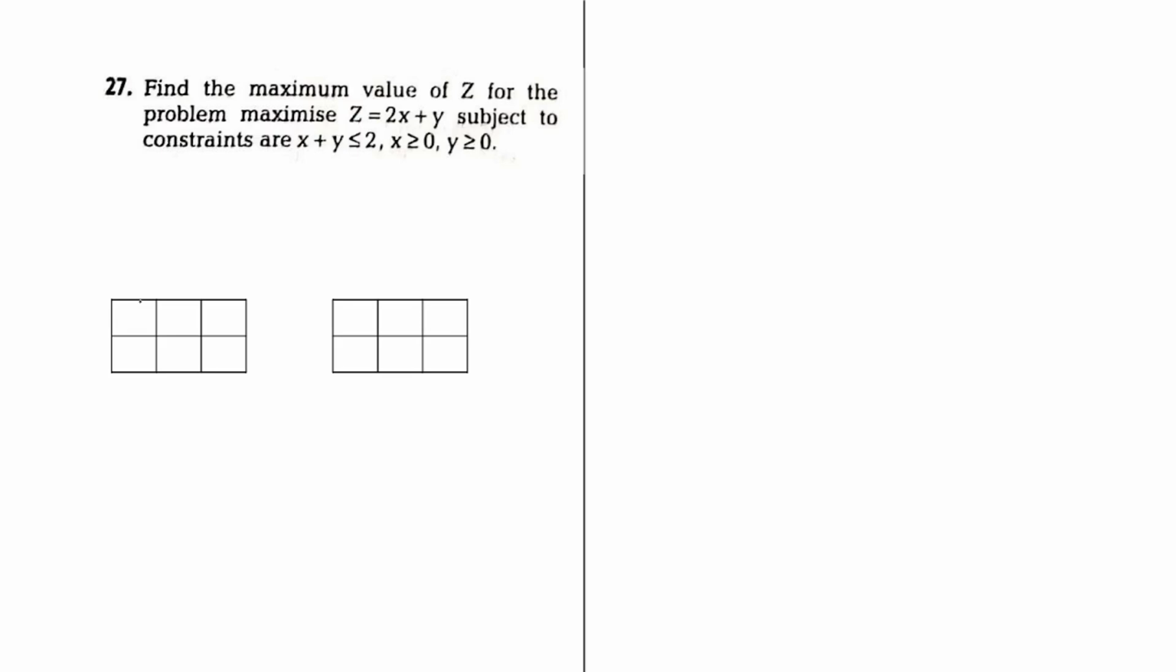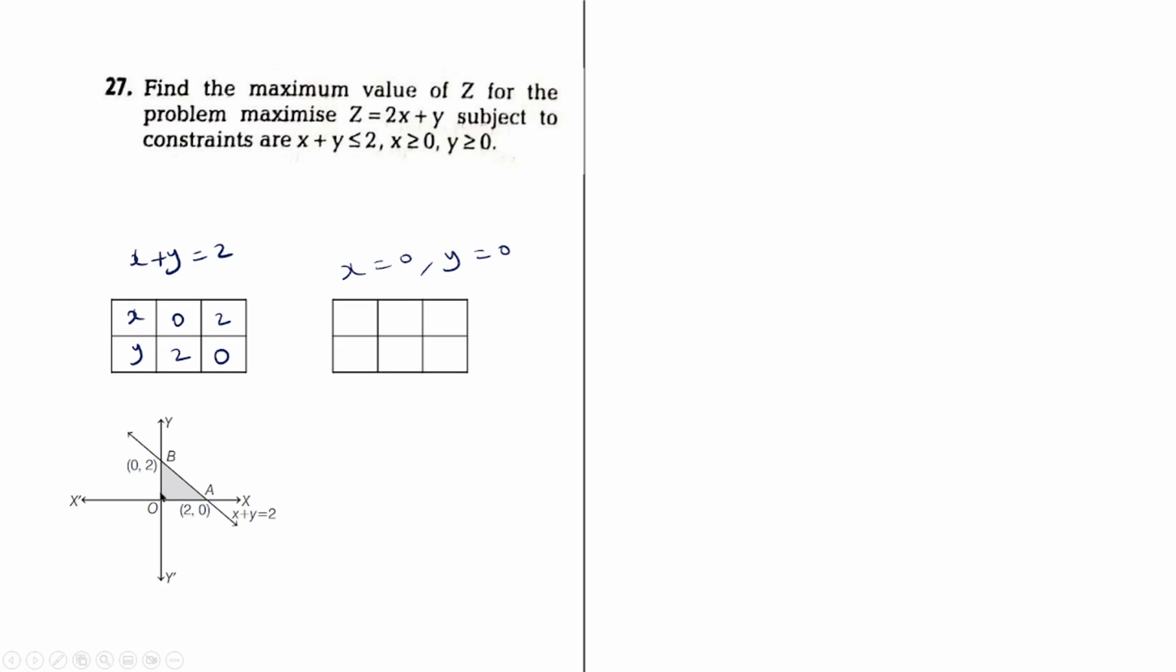So here we have only one constraint, with x and y. So first let us draw the line corresponding to x plus y equal to 2. When x is 0, y is 2, and when y is 0, x is 2. Then the other lines are x is equal to 0 and y is equal to 0. So here if we draw the graph, this is the line corresponding to x plus y equal to 2. And the region corresponding to x plus y less than or equal to 2 is this part.